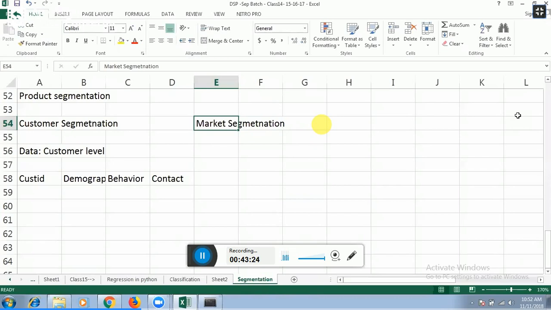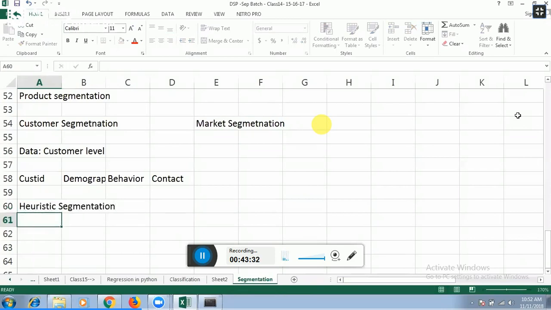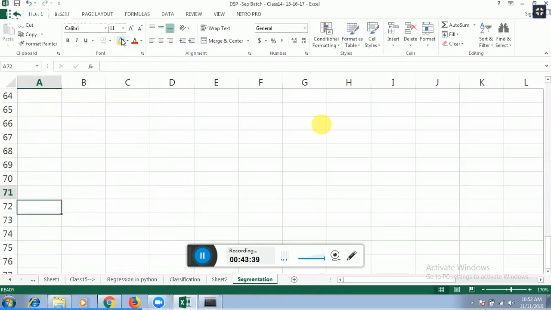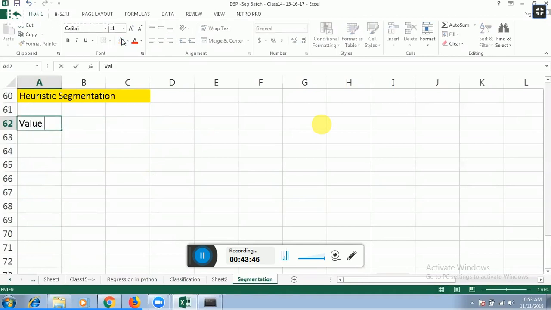Does this make sense? So in the first level is the heuristic segmentation. Of course, as I said, there are so many different ways you can perform heuristic segmentation, because it's a purely business-driven segmentation, but a few of them are very commonly used in the industry. One of them is value-based segmentation.